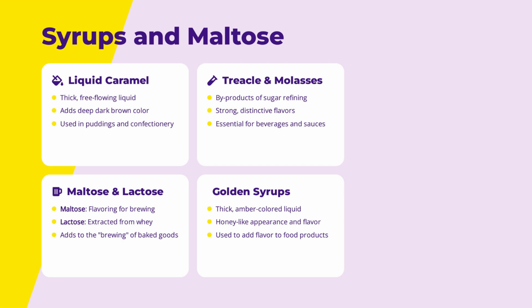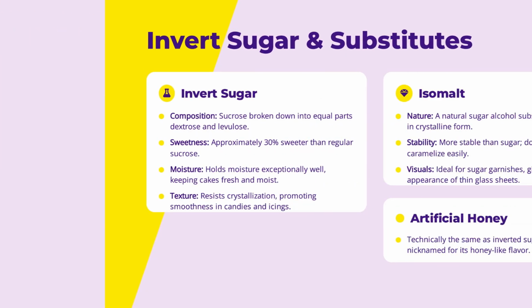The final product shown is golden syrup. Golden syrup is a thick, amber-colored syrup with a pleasant honey-like flavor. It helps improve moisture retention, softness, and flavor in cakes, biscuits, and confectionery items. When you compare these products, you'll notice that each one contributes something different. Some mainly improve sweetness, while others enhance color, flavor, texture, or shelf life.